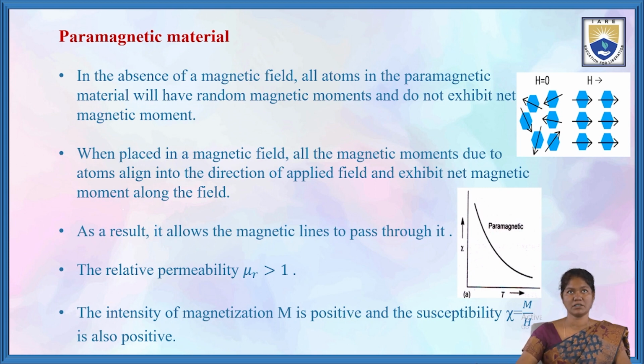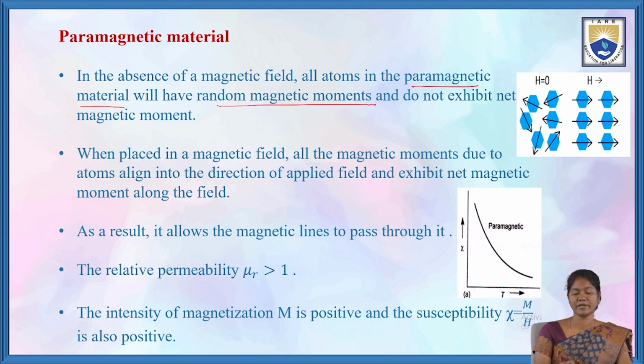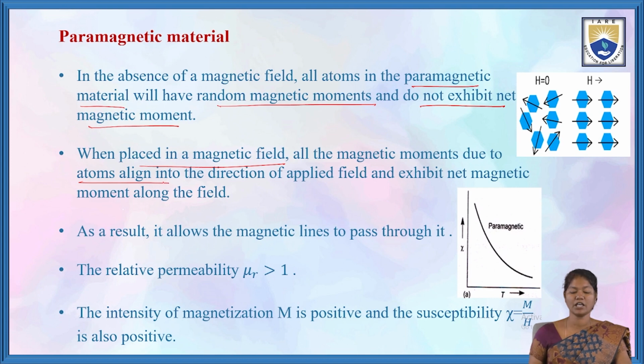Coming to the paramagnetic material. In the absence of a magnetic field, all the atoms in the paramagnetic material will have random magnetic moments and do not exhibit a net magnetic moment. So when it is placed in the magnetic field, all the magnetic moments of the atoms align into the direction of the applied field and exhibit a magnetic moment along the field. As a result, it allows the magnetic lines to pass through it.